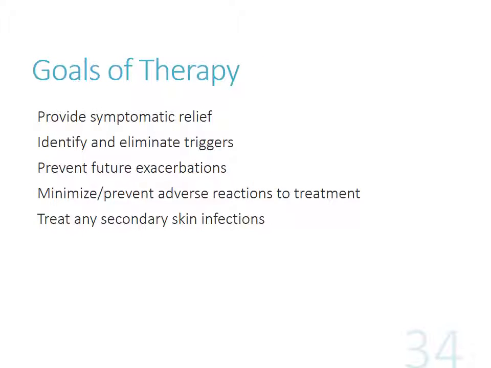So obviously we want to provide some symptomatic relief. If we can identify and eliminate any triggers that they know they're being exposed to, that would definitely be a good thing to get rid of. Then prevent any future exacerbations, and get it down to the therapy, hopefully preventing a lot of side effects. This is where we're going to see us tailoring our therapy based on where the actual inflammation is occurring. It's going to indicate what types of concentrations and types of drugs we're going to be using. And if there are any secondary skin infections, we want to be able to treat those as well.